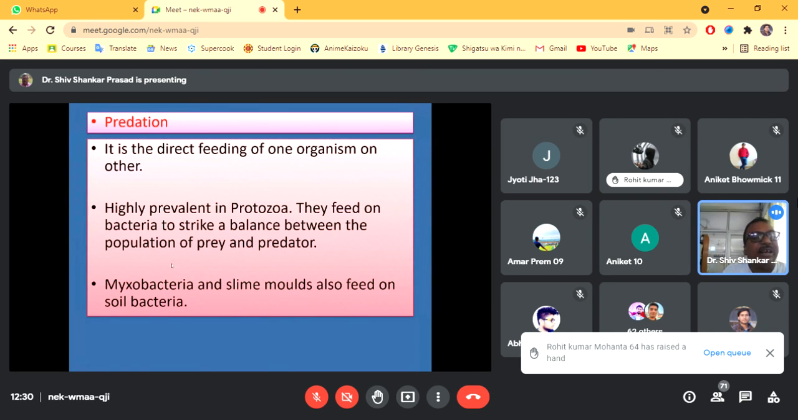Then predation. Predation is the direct feeding of one organism on another. It is highly prevalent in the case of protozoa, which feed on bacteria to strike a balance between the populations of prey and predators. I have given you the example of the rhizosphere populations. If you find protozoan activity, it means there is a heightening of the bacterial population. Like in the case of slime molds feeding on the soil.